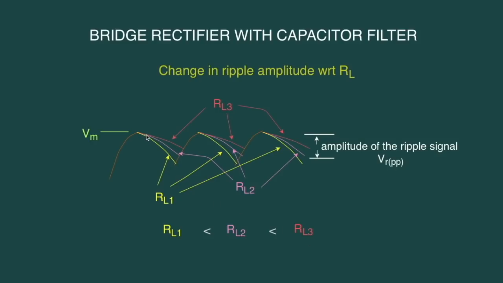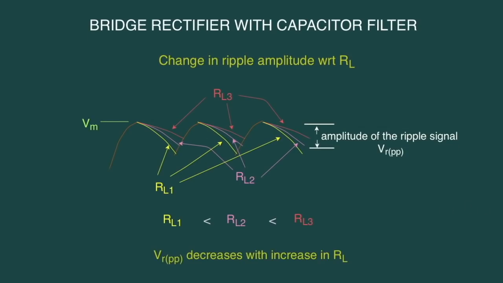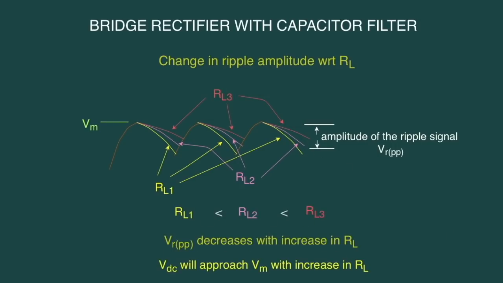We will then notice that variation in the voltage across the capacitor will be less when the load resistance is increased. We will now see that the voltage across the load resistance will have smaller variation. Hence, the increase in load resistance will decrease the amplitude of ripple signal. We have seen that DC voltage of a bridge rectifier where capacitor is connected across the load resistance is equal to Vm minus half of the VR peak to peak. This VR peak to peak decreases with increase in RL and hence the DC voltage approaches the value of Vm as the load resistance increases.